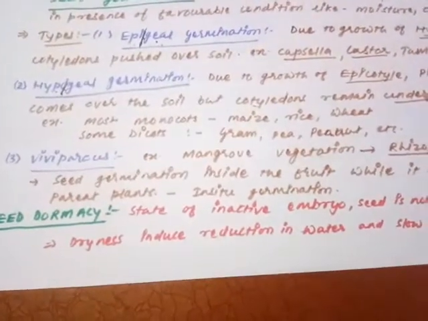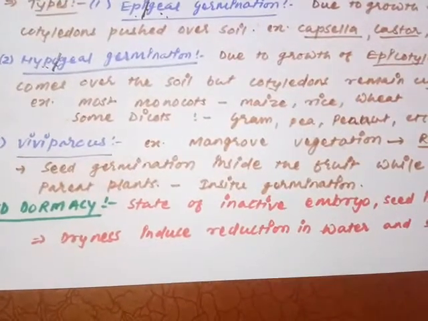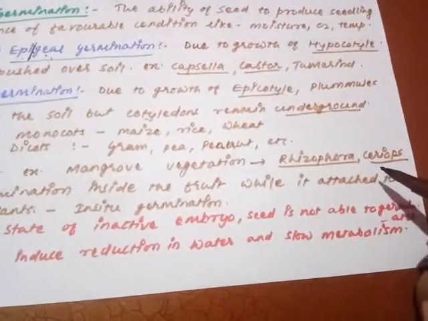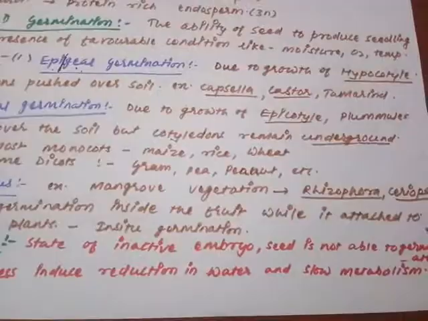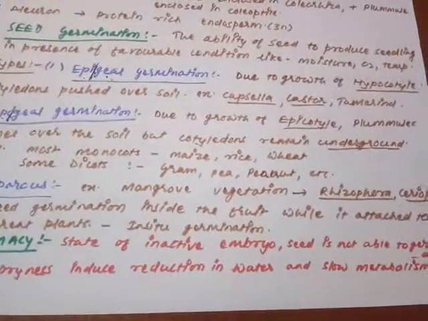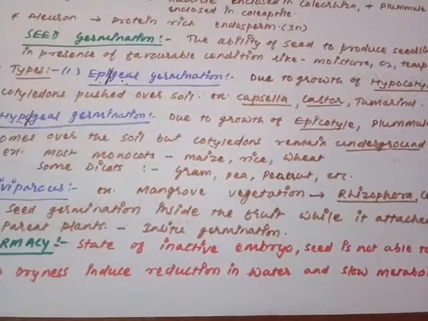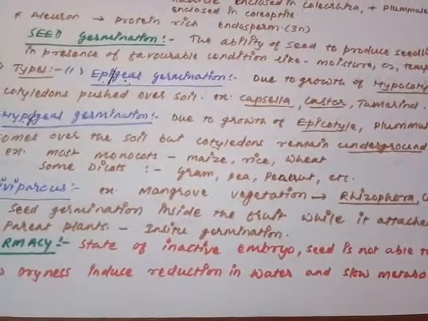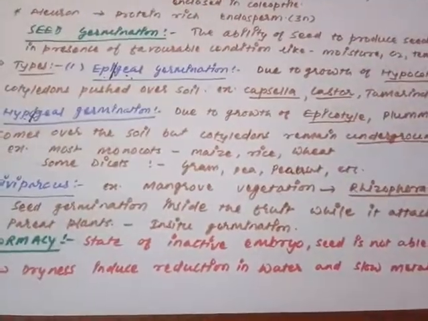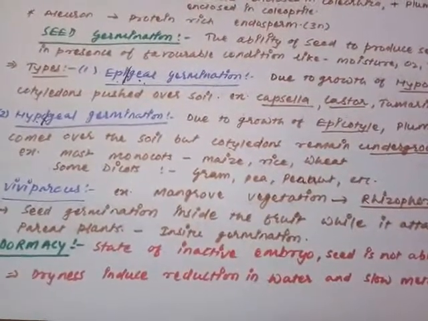One very important, very rare, specific case of germination we are going to discuss is called vivipary. Vivipary is a property of mangrove vegetation. Examples of mangrove vegetation are Rhizophora and Sonneratia. Mangrove vegetation are specific vegetation present in saline conditions on the banks of the oceans. They grow in salinity, so they do not have enough oxygen to germinate properly. That is why they have adopted a better way of germination.